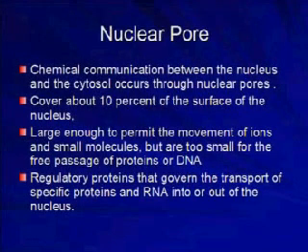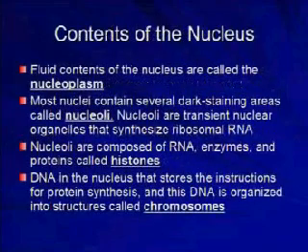Regulatory proteins that govern the transport of specific proteins and RNA into or out of the nucleus are set up. Fluid contents of the nucleus are basically called nucleoplasm. Most nuclei contain several dark-stained areas referred to as nucleoli. Nucleoli are transient nuclear organelles that synthesize ribosomal RNA. Nucleoli are composed of RNA, enzymes, and proteins called histones. And then there is DNA in the nucleus that stores the instructions for protein synthesis. This DNA is organized into structures called chromosomes.